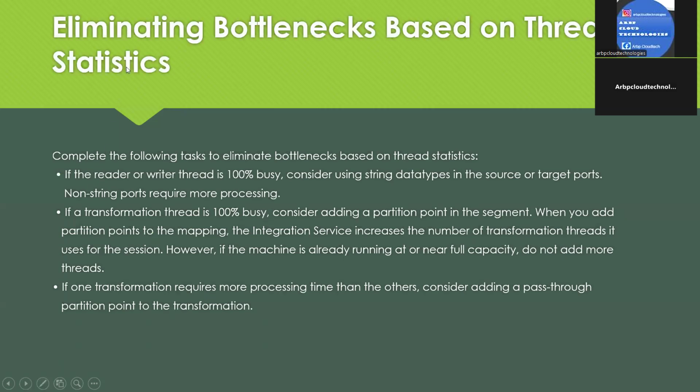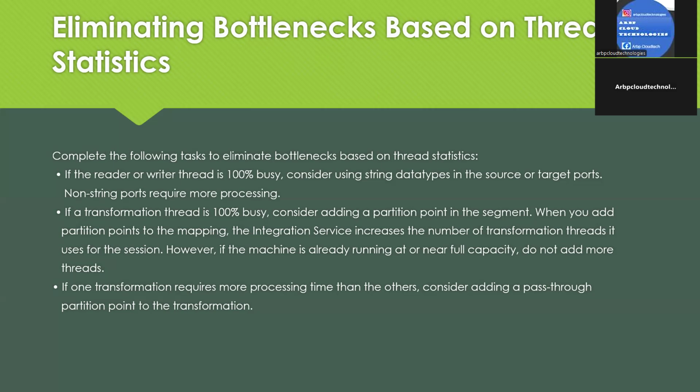So now the next topic I will explain is how to eliminate the bottleneck based on the thread statistics. This is the formula I am going to explain. Thread statistics are based on the runtime, idle time and busy time. Busy time you can calculate via a formula. As I already explained, if it is below 60 seconds, you can ignore it. But if it is high, then you can proceed to identify the bottleneck, then you can start fixing.